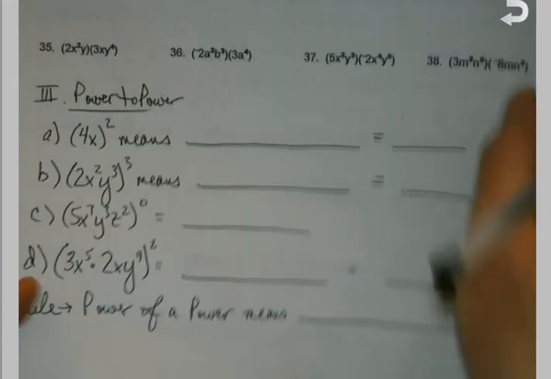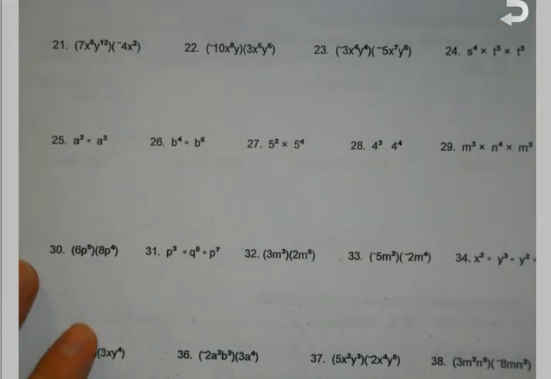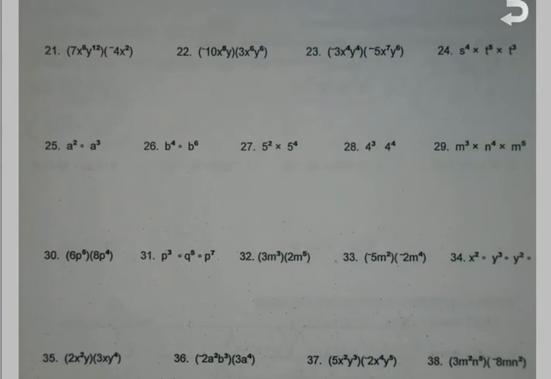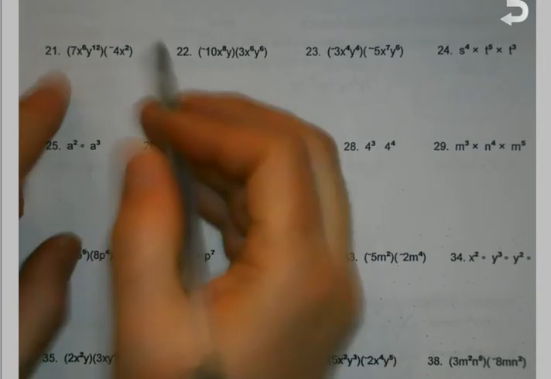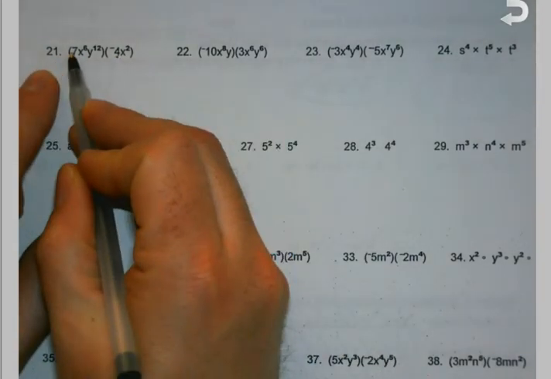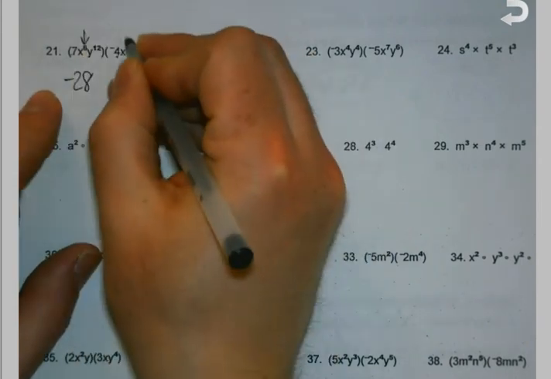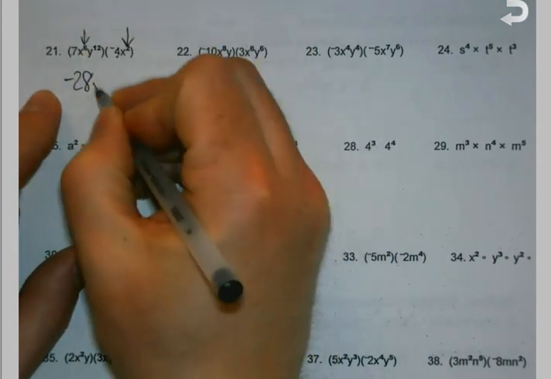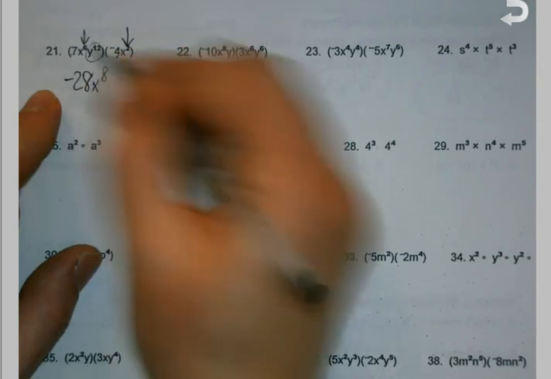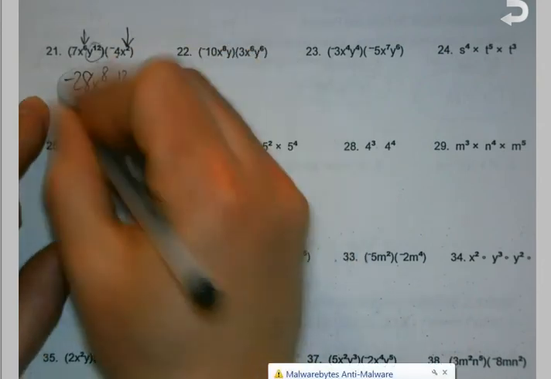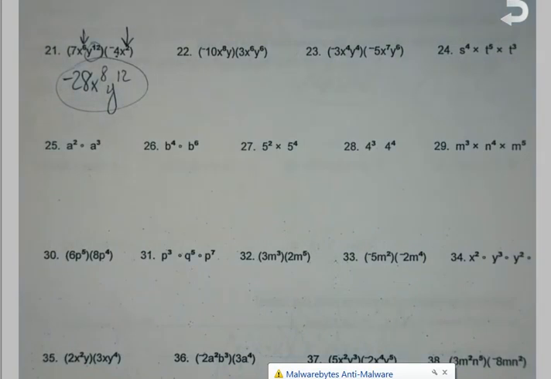So I flip over, and I'm like, dang, there's a lot more of these. Now again, we're not going to do all of them, but I do want you to see how some different things can work here. Okay, again, multiply the coefficients. 7 times negative 4 is negative 28. Add my exponents to the like base. 6 and 2 is 8. And I've only got one y term, so I don't really have anything to add it to. And I get that.